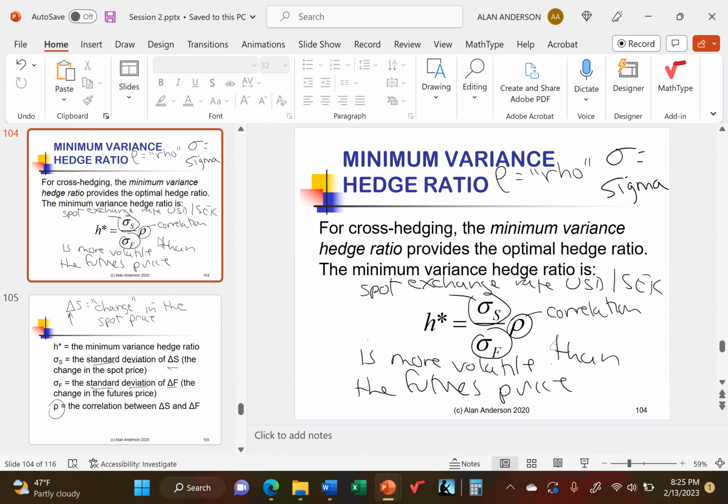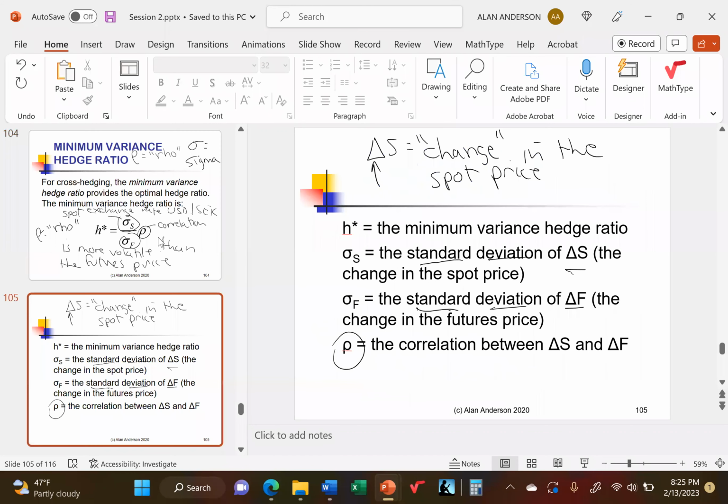This, by the way, is the Greek letter rho, and that represents the correlation between the spot asset and the futures contract that we're using to hedge our risk. So let's just take a look at a quick, simple example of this.